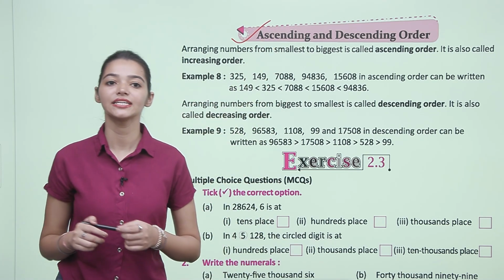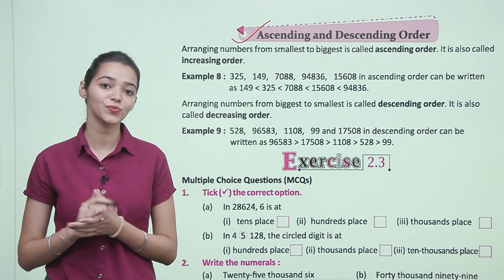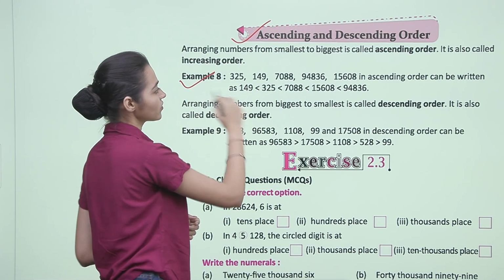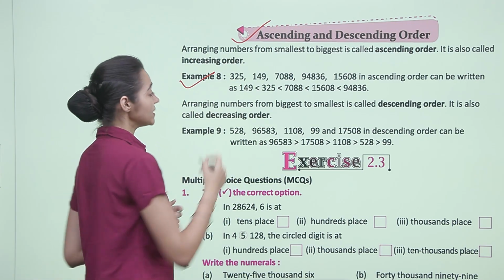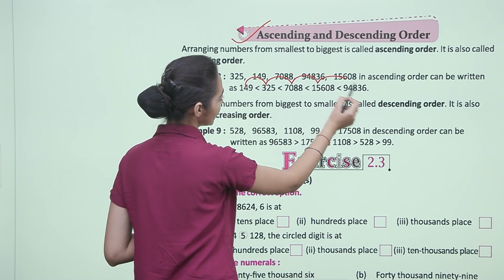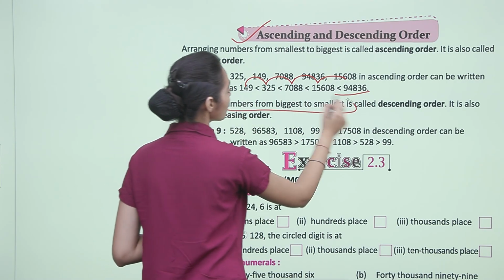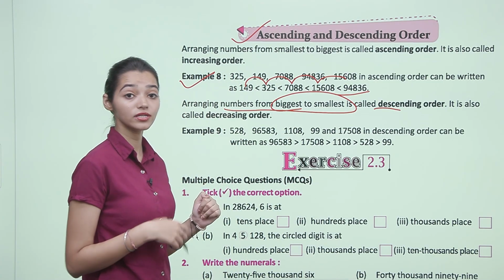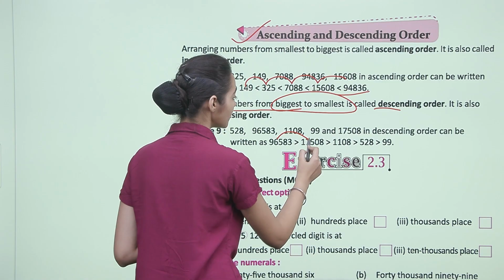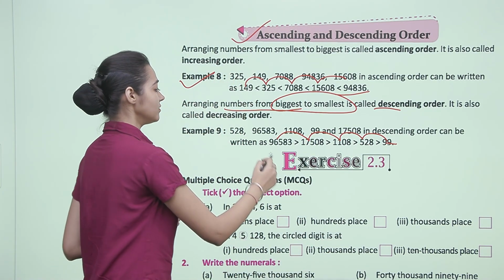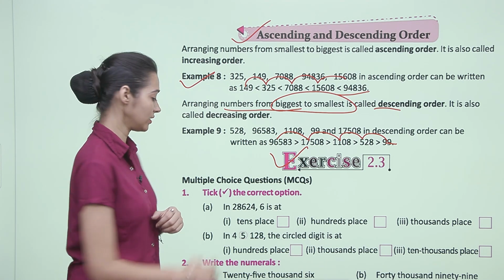Now let's start with ascending and descending order. Arranging numbers from smallest to biggest is called ascending order. It is also called increasing order. For example, we have to arrange them in ascending order. That means we are arranging numbers from smallest to greater and then greatest. Arranging numbers from biggest to smallest is called descending order. Here is our example, and we have arranged the numbers from the biggest, then bigger, then smaller, and then the smallest one.